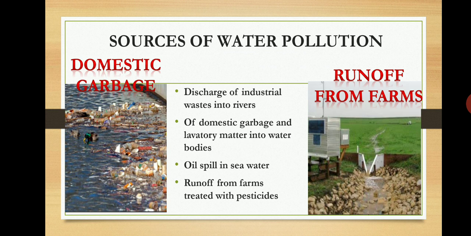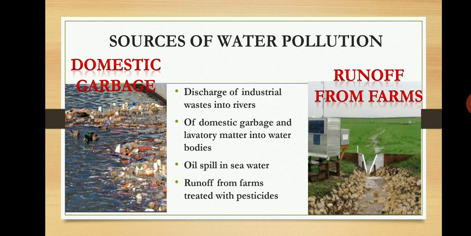Then you have domestic garbage. All the garbage that we throw, you will find it near the ocean beaches and sea beaches. That means we are throwing it into the nearby areas, and it ultimately goes into the river, and from the river it gets carried into the sea. So it is a continuous chain. Next is oil spill in seawater. That can happen if there's an accident of a ship in the sea. Because ships run on oil, that oil could leak into the sea, and this oil could kill the plant life and animal life that exist in the sea.